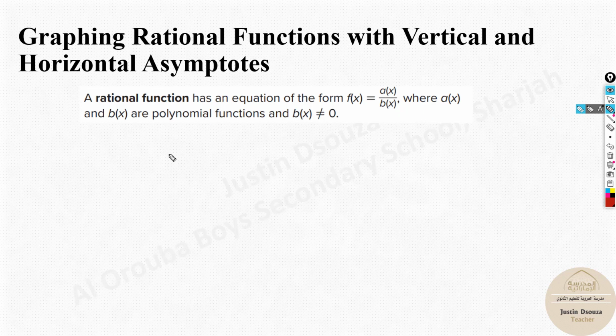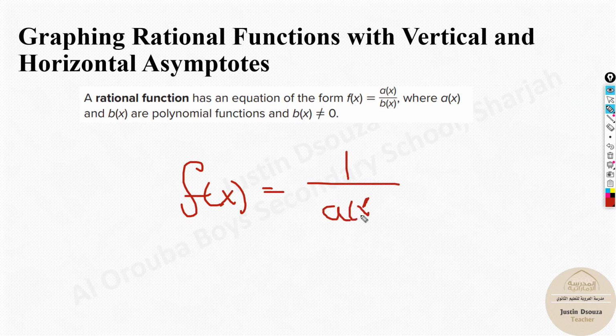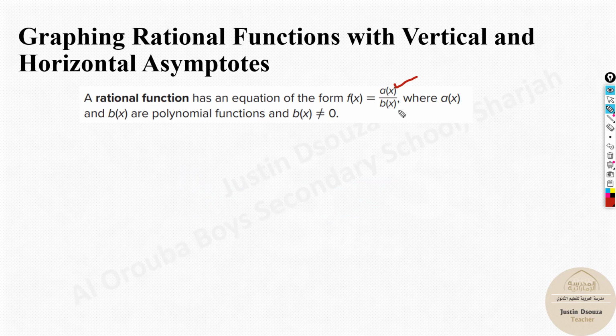If we recall, the reciprocal function from the last lesson was f of x equals 1 by a of x, provided this was a linear function. Here you can see there is a function in the numerator and denominator, and it's a polynomial. It can be any degree. It's not just linear, it can be power 1, 2, 3, 4 or anything. So these are rational functions. It's like ratios of two functions.